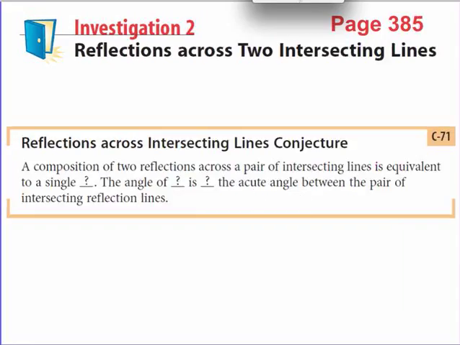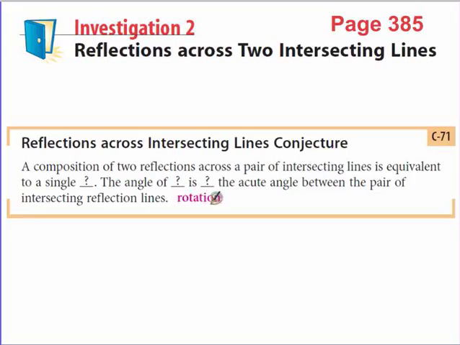Okay, so now, reflection across intersecting lines. This is on page 385 in your book. It says a composition of two reflections across a pair of intersecting lines is equivalent to a single what? And so if you look at their diagram on page 385, what is that equivalent to? A what? Oh, somebody said over here. A rotation. Okay, because a rotation means it's rotated. So this is actually equivalent to a single rotation.